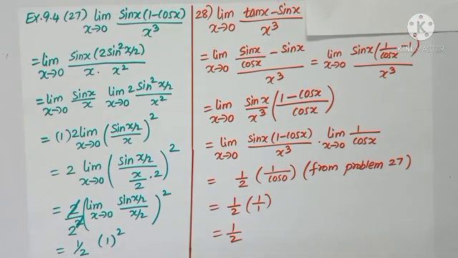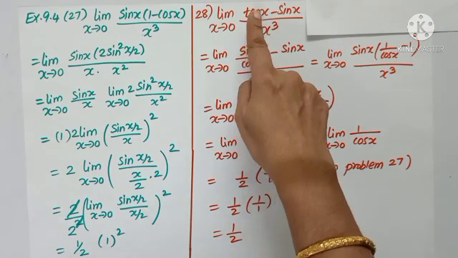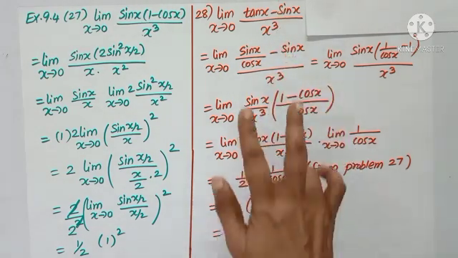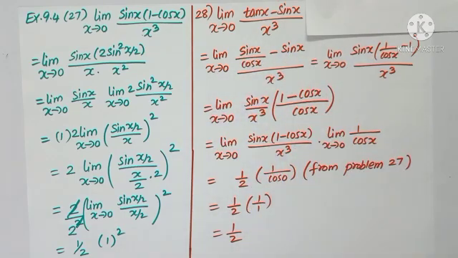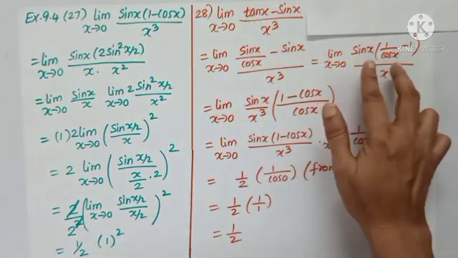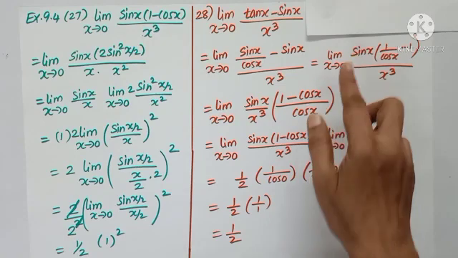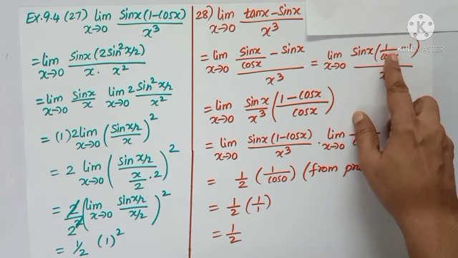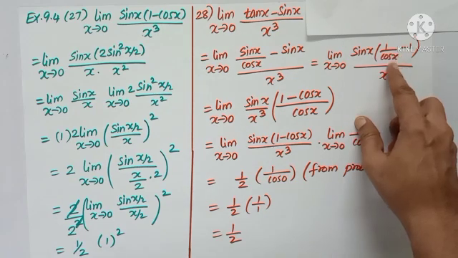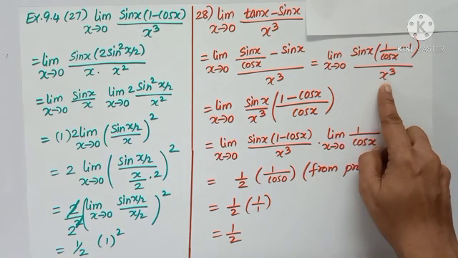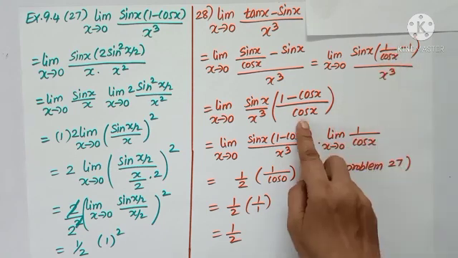Question number 28. Limit x tends to 0, tan x minus sin x by x cube. As we know, tan x can be written as sin x by cos x. Already there is sin x in both the terms. Sin x is common. The remaining terms limit copy as it is. Only the numerator we try to simplify. Taking sin x out, it is 1 by cos x minus 1. Taking LCM, it is 1 minus cos x by cos x. Now we have sin x by x cube into 1 minus cos x by cos x.